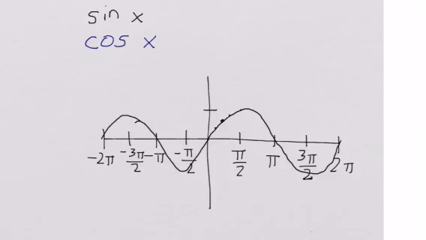Now we take a look at the distance between those two peaks. And we see that that distance is pi. And if I drew the graph out further, this would repeat every pi. I'm sorry, that distance is 2 pi. So that means the period here is equal to 2 pi.